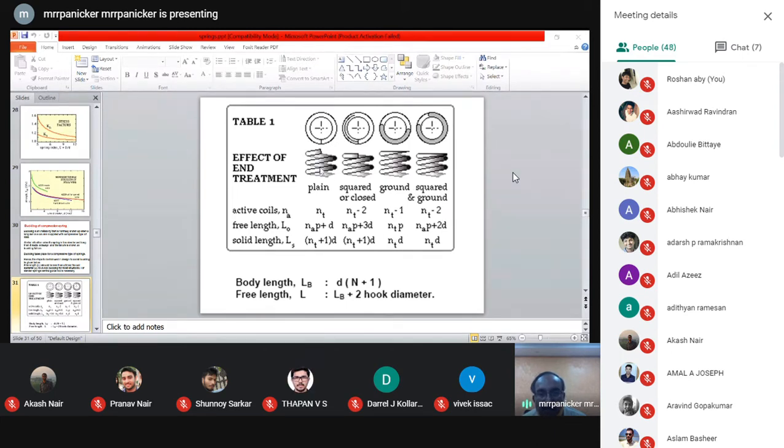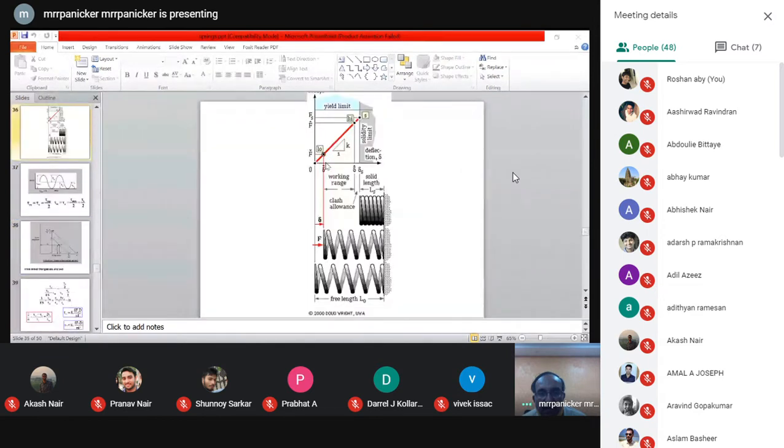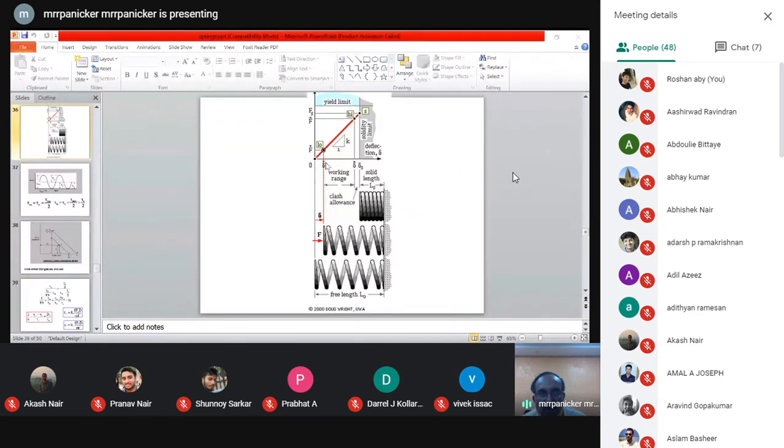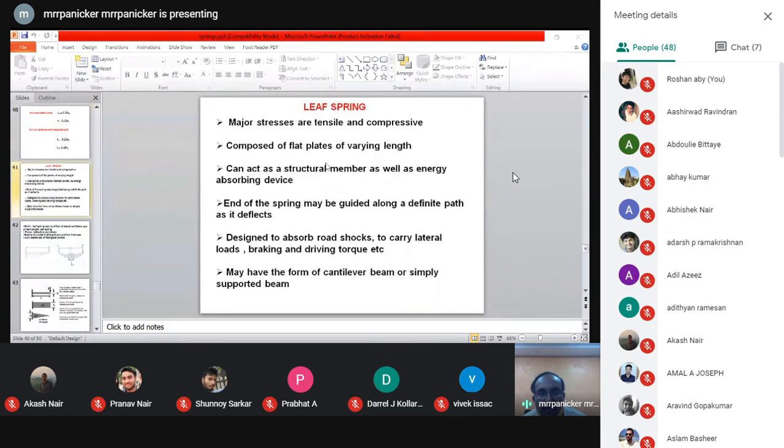And the first one is the plain end, which you know is not stable, and it can withstand only a very low value of stress. The other thing that we discussed up to the compression spring is that it is subjected to fluctuating stress.